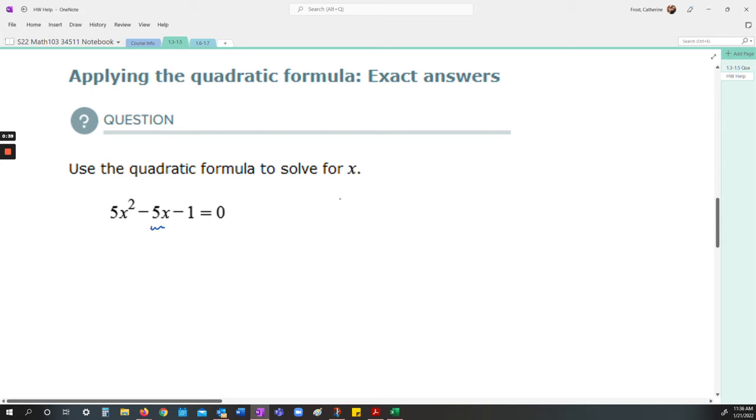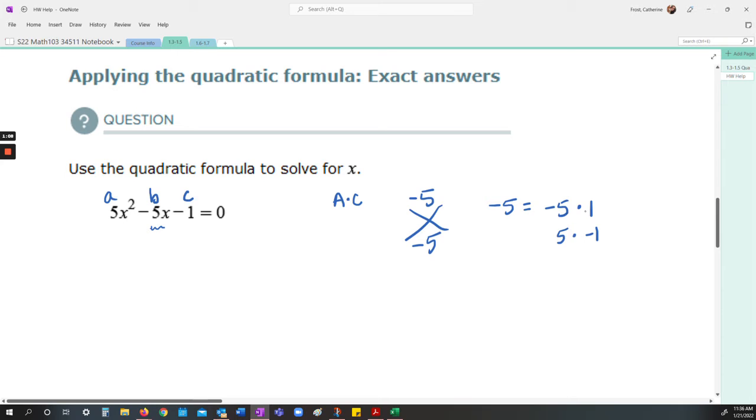So AC method, A times C, right, ABC. So 5 times negative 1 is negative 5. And then we happen to have our B is also negative 5. So we want two numbers that multiply to negative 5. So negative 5 times 1 or 5 times negative 1 would be our only two options. And then we want those two numbers to also add to negative 5.